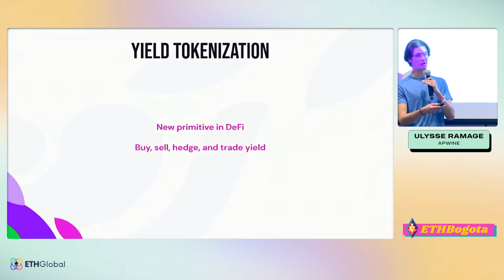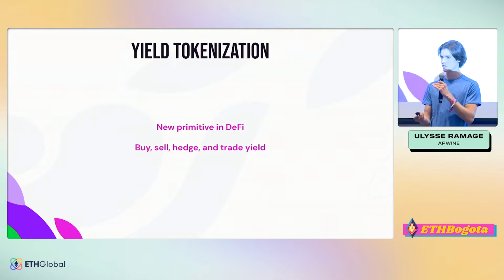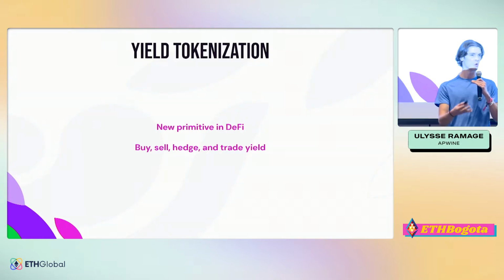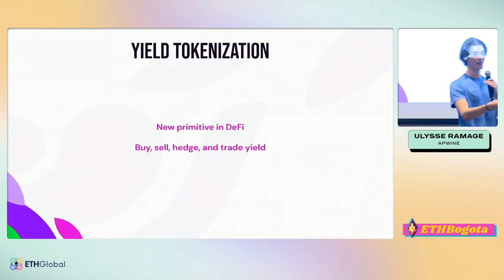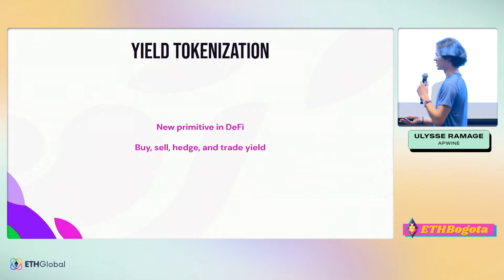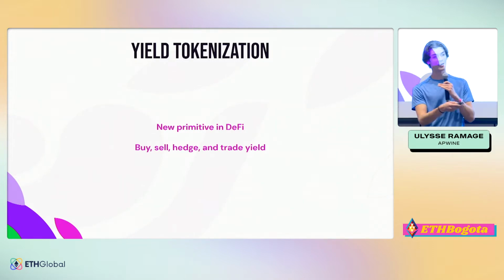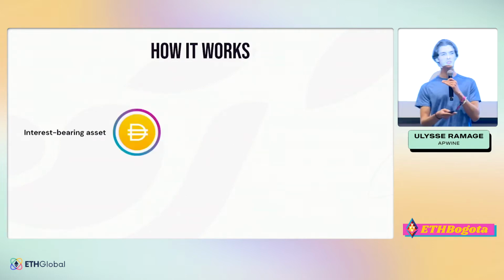This is why we came up with a new primitive in DeFi called yield tokenization. And now yield tokenization is mainly the core of APWine Finance. And this is what allows you to get your yield in advance or trade yield. So yield tokenization allows you to buy, sell, and hedge your risk in DeFi on your yield. Now, how does it work?